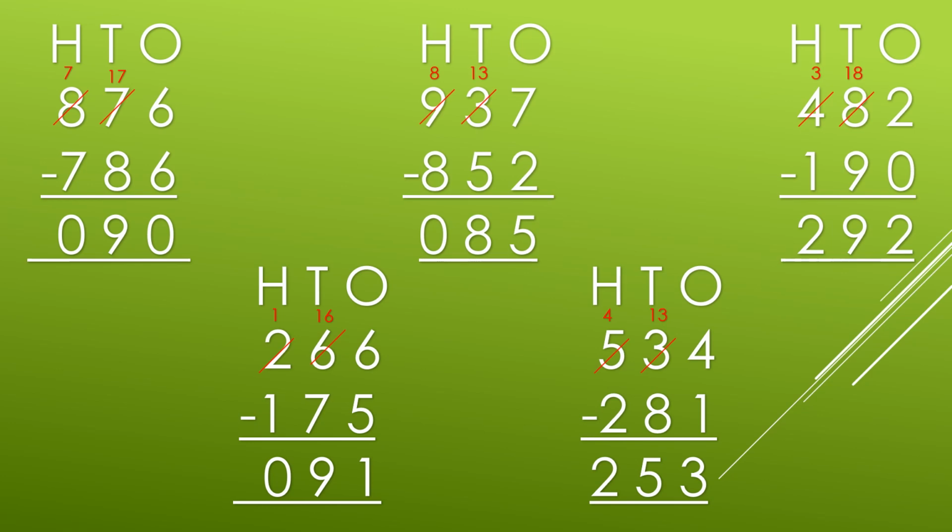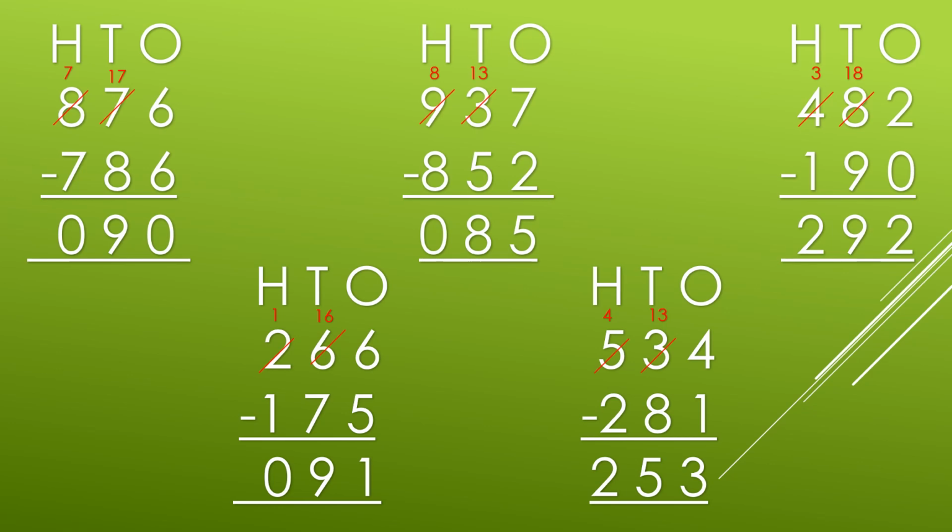Next example is 876 minus 786. 6 minus 6 is equal to 0. Children, we cannot subtract 8 from 7, so we will borrow. So 8 becomes 7 in hundreds place and 7 becomes 17 in tens place. 17 minus 8 is equal to 9 and 7 minus 7 is equal to 0. So 876 minus 786 is equal to 90.